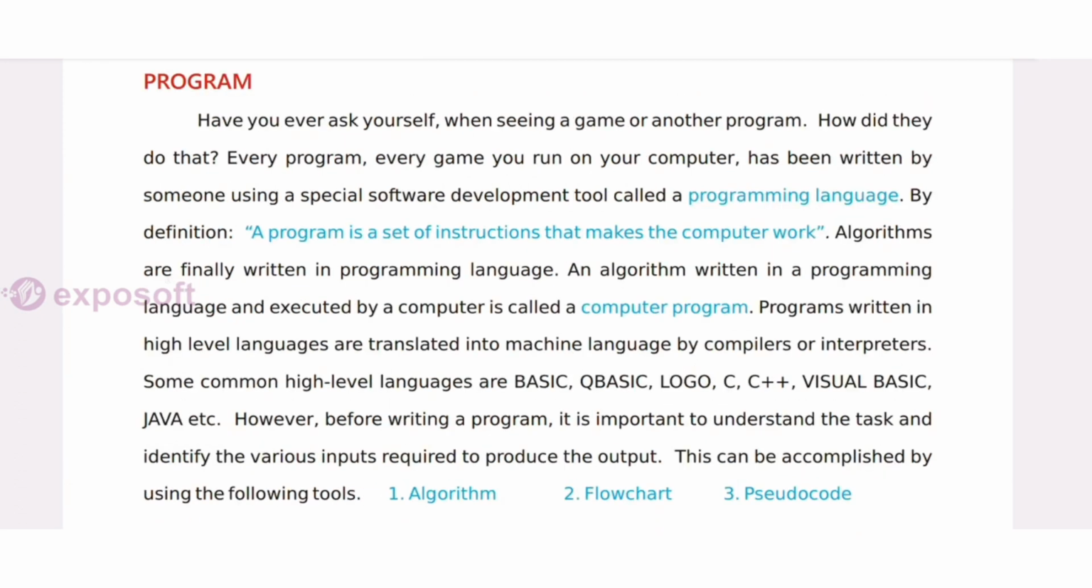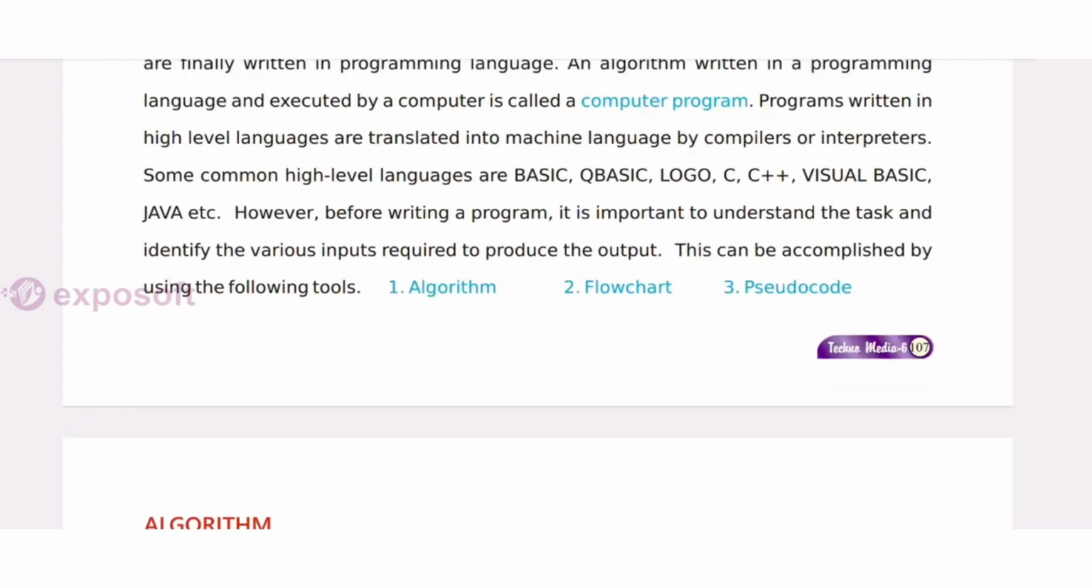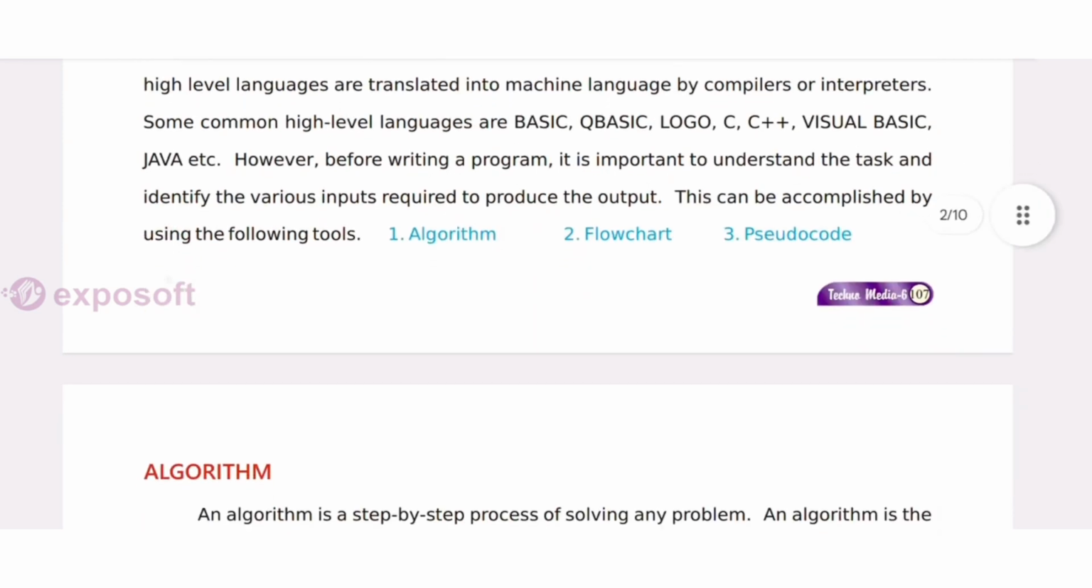A program is a set of instructions that make the computer work. Algorithms are finally written in programming language. Some common high-level languages are BASIC, QBasic, Logo, C, C++, Visual Basic, Java, etc. The program can be accomplished by using the following tools: algorithm, flowchart, and pseudocode.